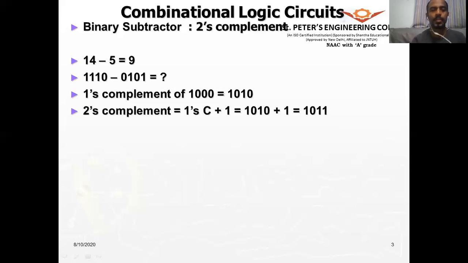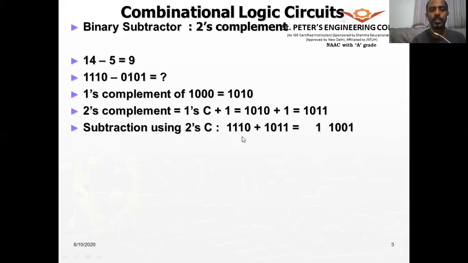Okay. So for subtraction using 2's complement, we add the minuend with the 2's complement of the subtrahend. So when you do that, 0 plus 1 is 1, 1 plus 1 is 0 with a carry 1, and 1 plus 1, that is a carry 1, and a 0 is 1 with a carry of 1. Sorry, 0 with a carry of 1, and 1 plus 1 plus 1 is 3. 3 means 1 with a carry of 1.